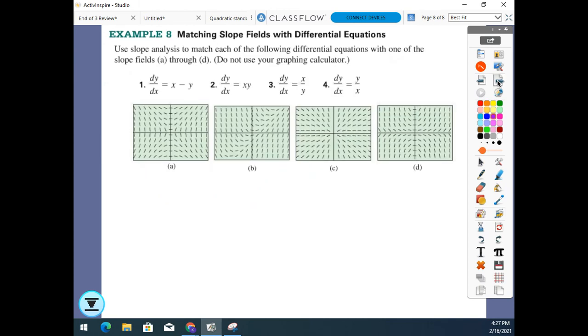So take a few minutes and think about it. If you look at each of the points, here we're taking x minus y, this is x times y, x divided by y, y divided by x. Match which one you think goes with which one. And then we'll discuss it more tomorrow.